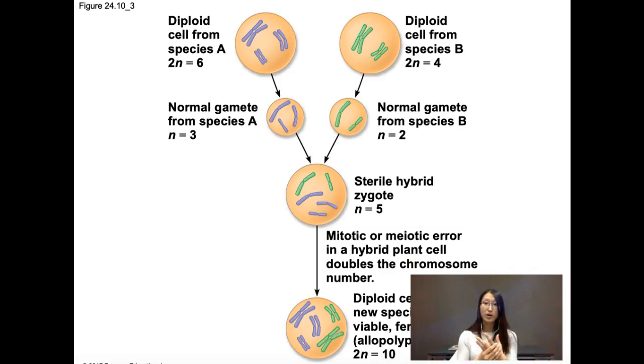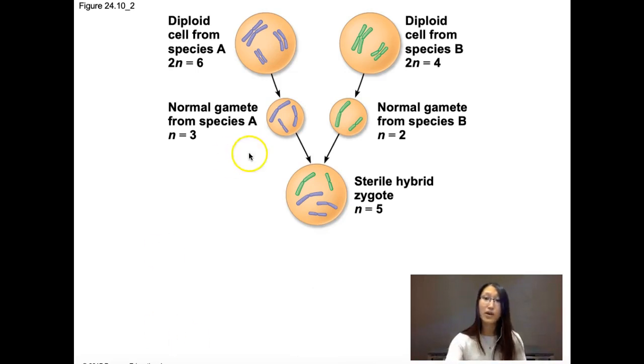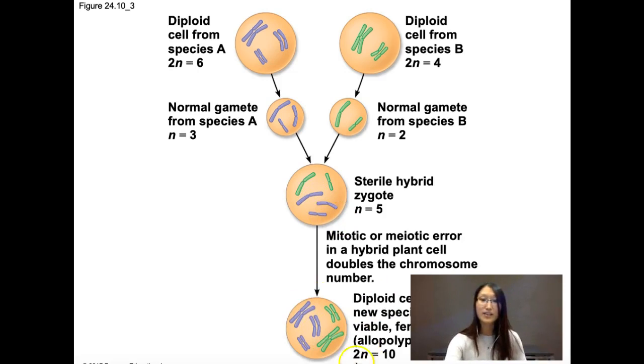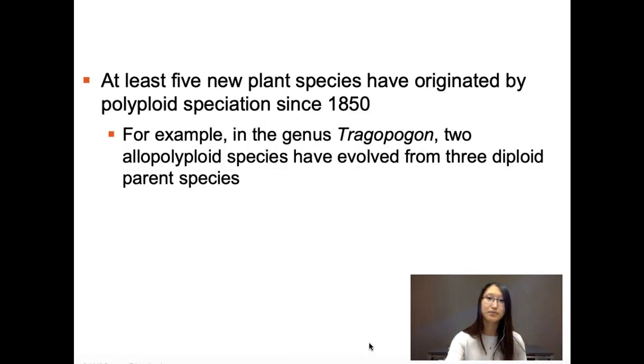So it's all about the chromosome number. Can this chromosome number allow meiosis to happen, basically? This one doesn't work because meiosis cannot happen with n equals 5, but because of this error, now we have 2n equals 10, and meiosis can happen, and that means reproduction can also happen. So this is just an example.